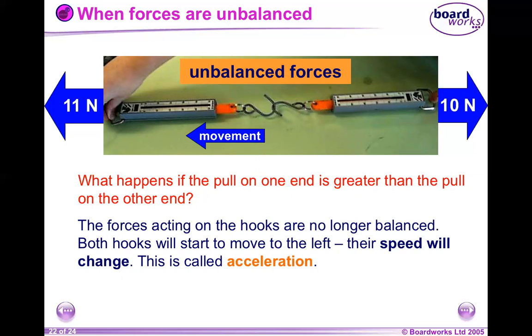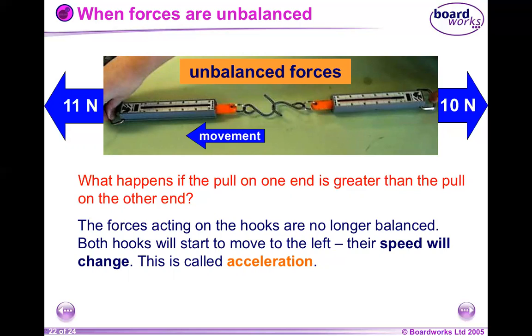What happens is the force meter will now move. Just now it didn't move, it stayed put because both sides had the same amount of force. Now one side is slightly more, 1 Newton extra. So the Newton meter will move to where the bigger force is, which is the 11 Newton side, because it's pulling stronger.